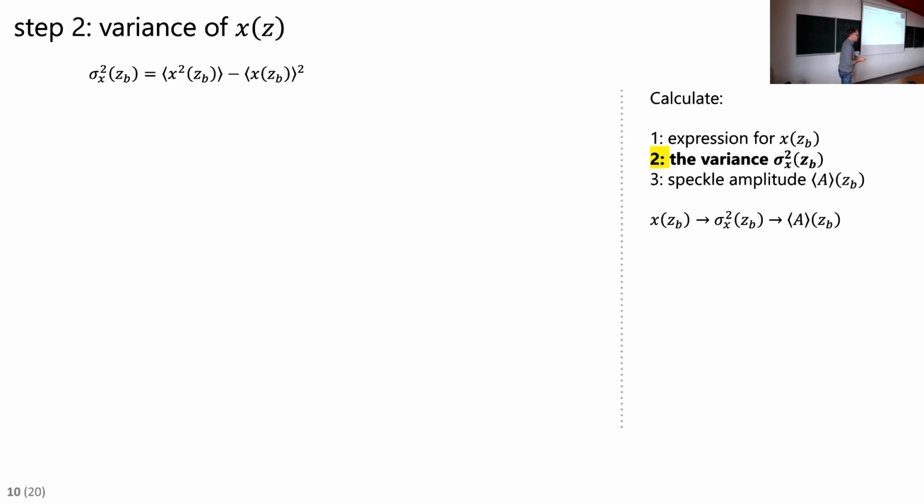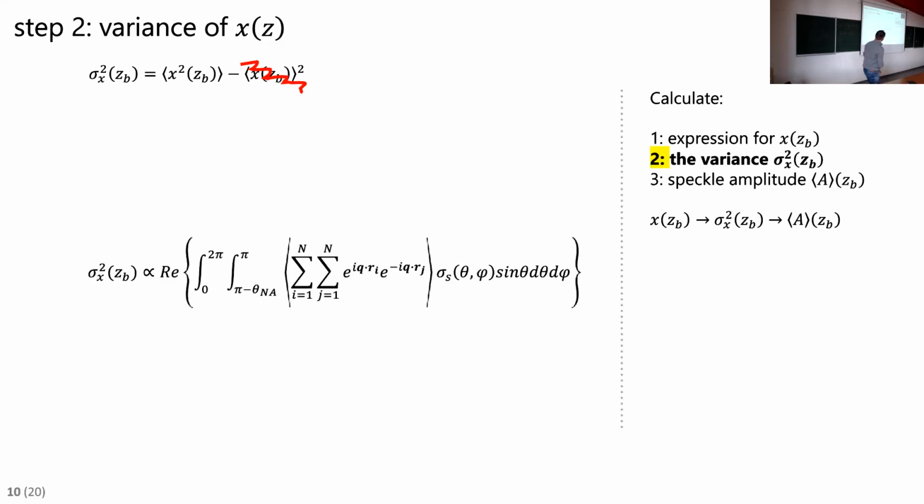Then the question is, what is the variance of it? Because that was step number 2. Well, the definition of variance is the average square of X minus the square of the average. So just the definition of variance. The average of X was 0, so the variance of X is simply the average of X squared. So we can take that expression from the previous slide and calculate the average.